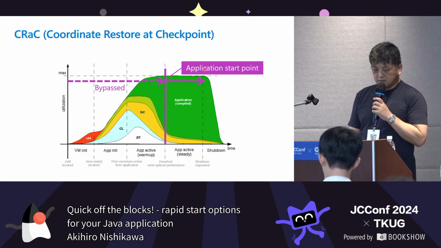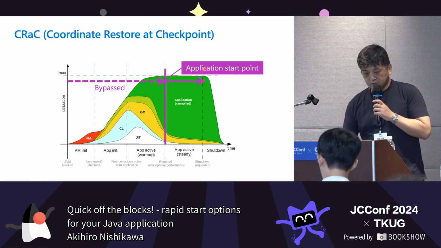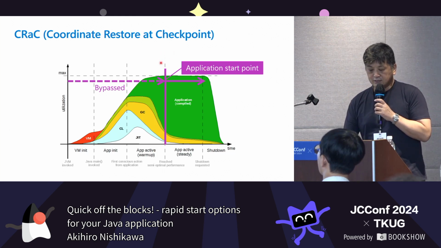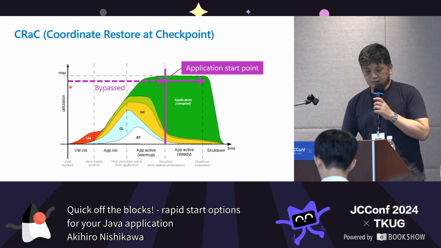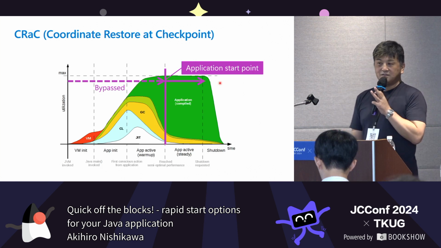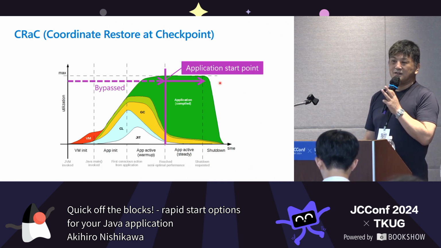So CRaC is Coordinated Restore at Checkpoint. At the application start point, you can take a snapshot, and when you start up next time, this phase is bypassed and it starts from here. So it's quite fast. You can imagine how fast it is.